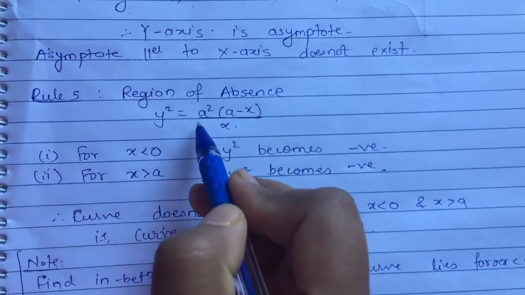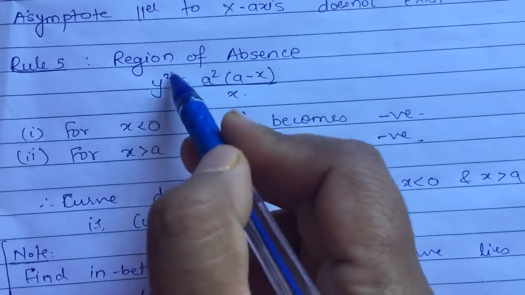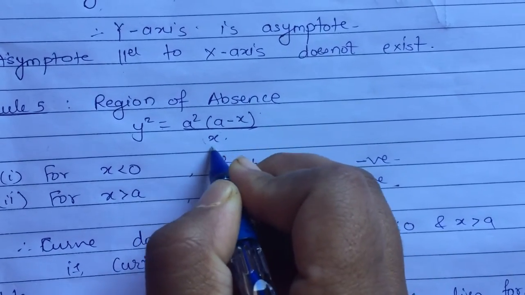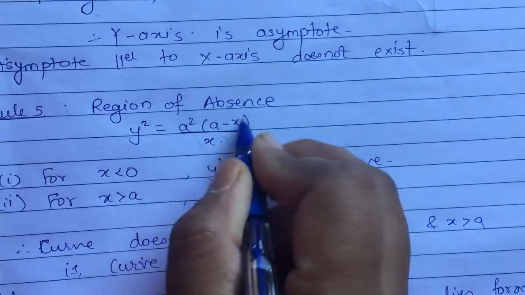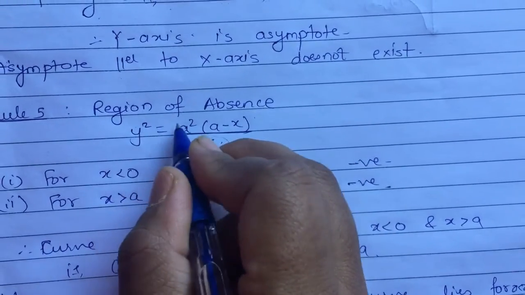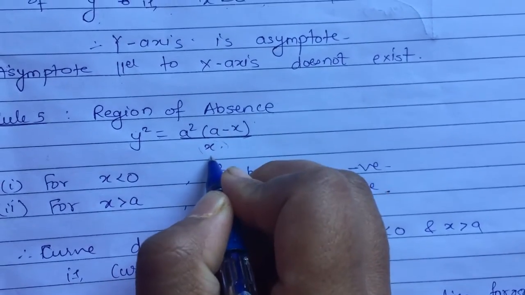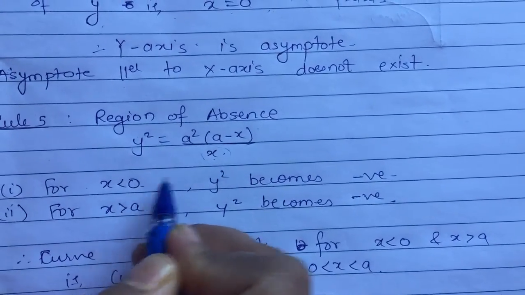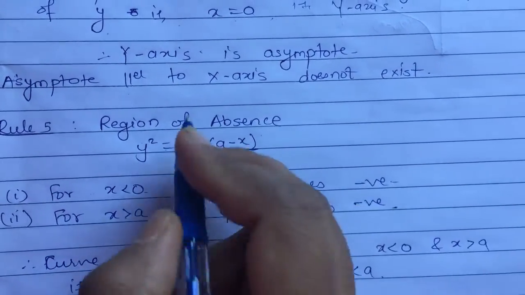Now rule 5 is region of absence. So now see, for which values y square becomes negative, we have to observe. So if this x becomes negative, then this total will become negative. That means y square will become negative, right? So x negative means x less than 0. So for x less than 0, y square becomes negative.